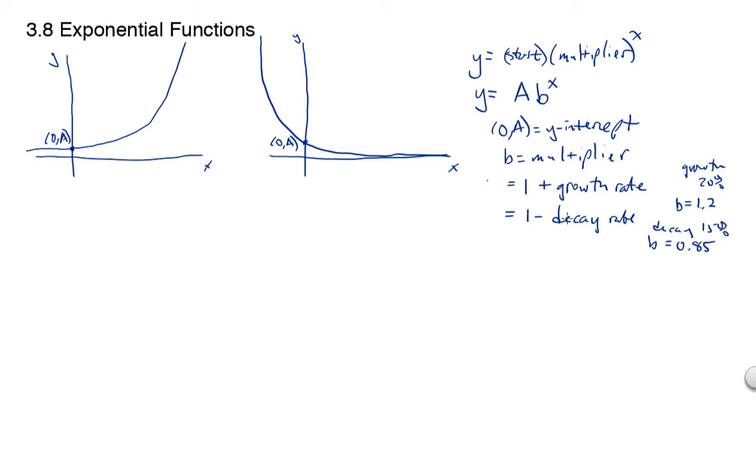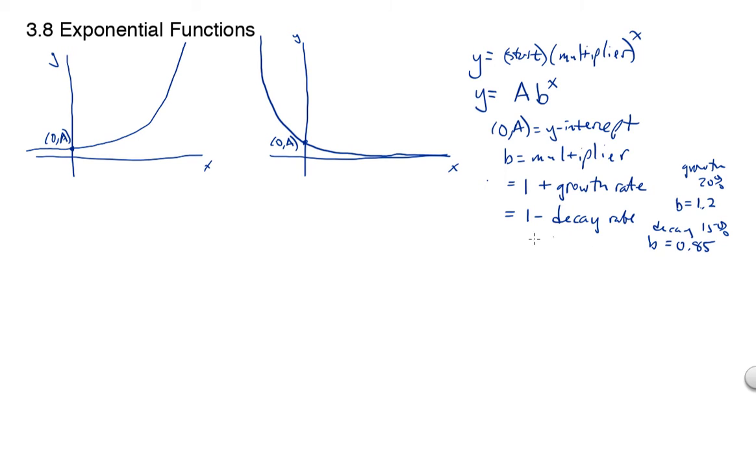And you could wrap these two together into just one thing. It's just 1 plus the percent change, I guess you could say. If the percent change is negative, it's a decay. If the percent change is positive, it's growth. You can combine it into that.